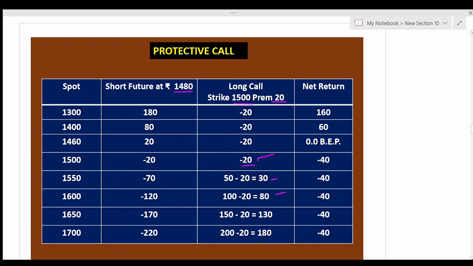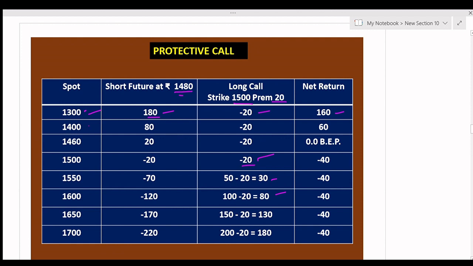Now come to the spot price or future price. It is 1300. So in the short future position, it will be a profit of rupees 180 because the future price is less than the short future price 1480. And on the call there is a loss of 20, so the net return will be 160. That is profit.